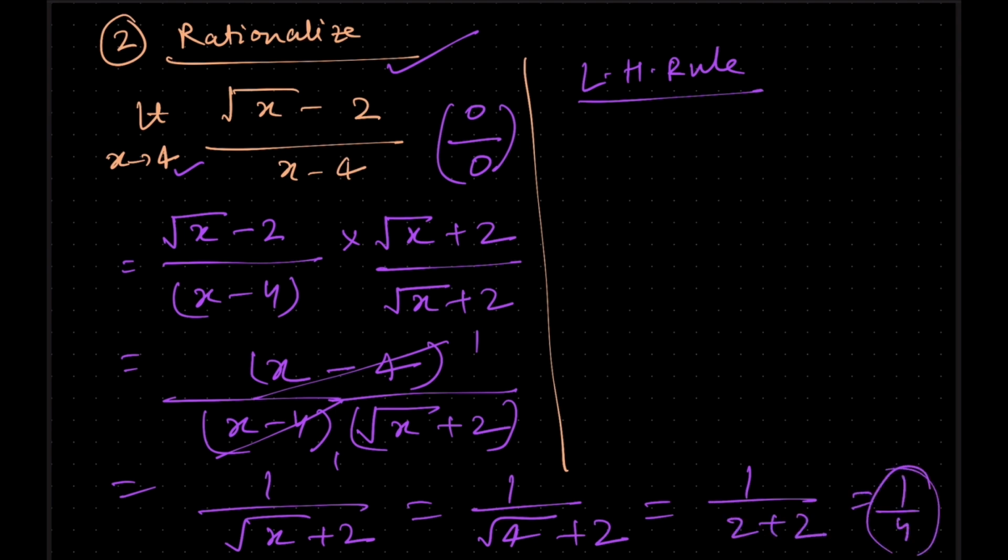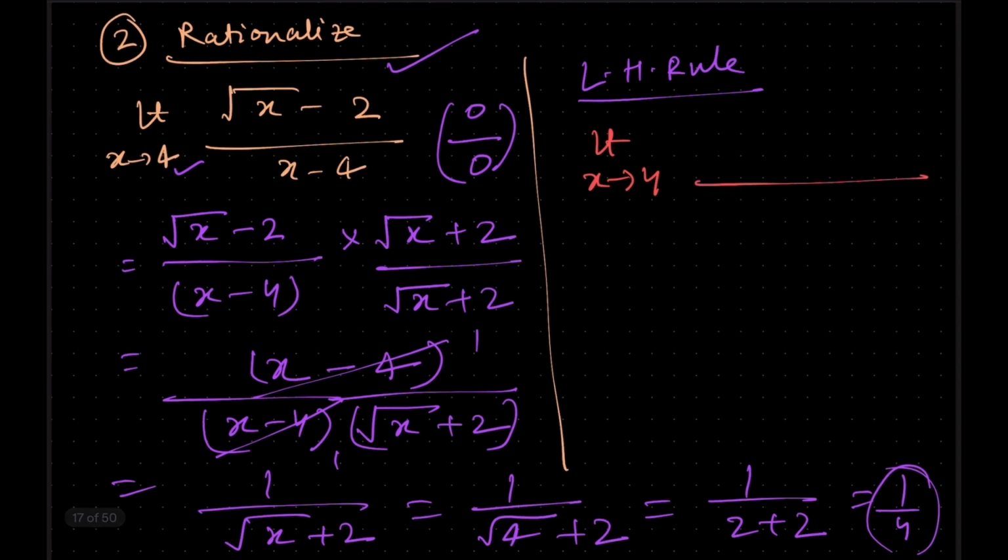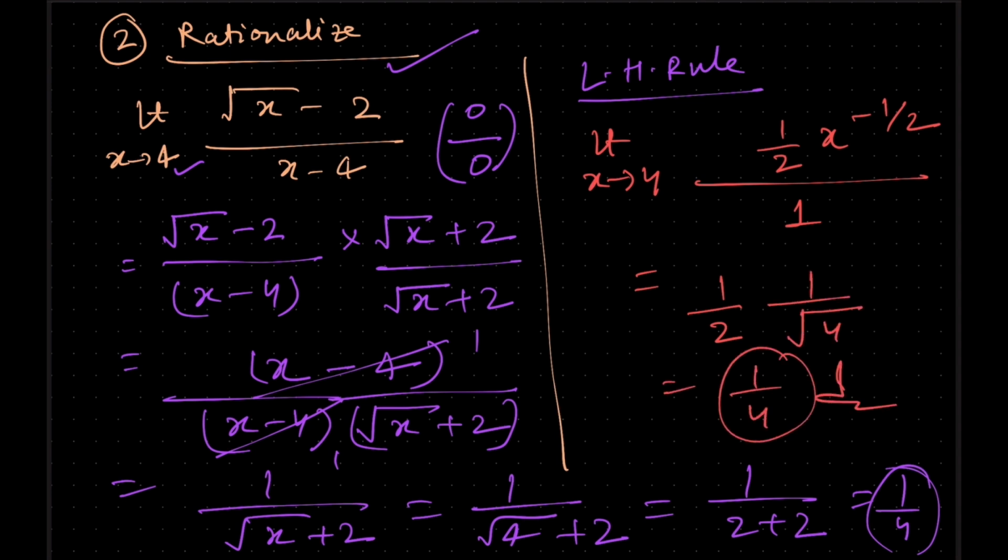Now let's see this problem by the LH rule. If you differentiate the numerator and denominator, in the denominator you will get 1, and if you differentiate root x minus 2, the 2 will become 0. So here you will get 1 by 2 x to the power of minus 1 by 2. Now just put the value 4: 1 by 2 into 1 by root 4. So you will get 1 by 4 as the answer. You can see that you can do it by both methods: either rationalize it or just use the LH rule.